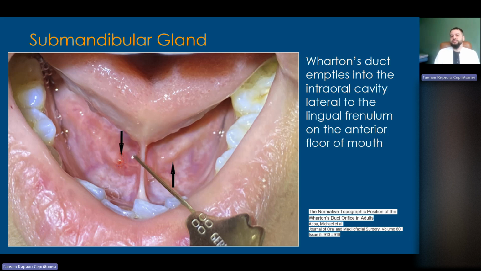Why do we need to know where the duct exactly connects with the oral cavity? Because if we have sialoadenitis, so we have some concrement, some rock, in the duct or in the salivary gland, we need to use that point to enter that duct. So that's why we have to know where they open.